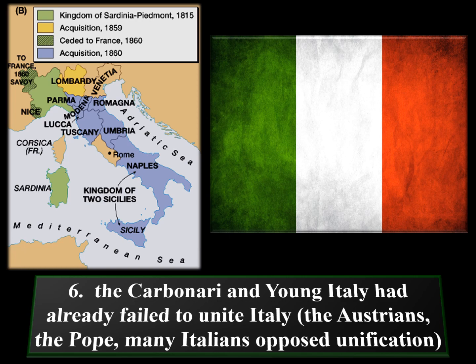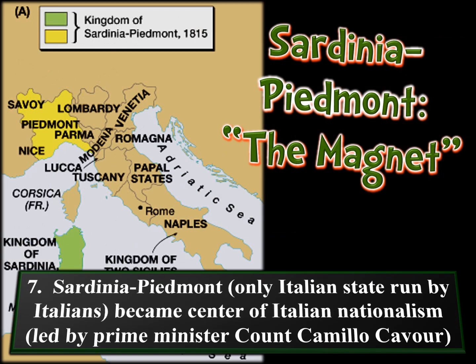A newly renovated, rejuvenated Italian nationalism, learning from the mistakes of the earlier movements and perhaps changing the path enough to achieve that goal finally. It all begins in Sardinia-Piedmont, okay? This could be seen as the magnet of the Italian unification movement in the last half of the 19th century.